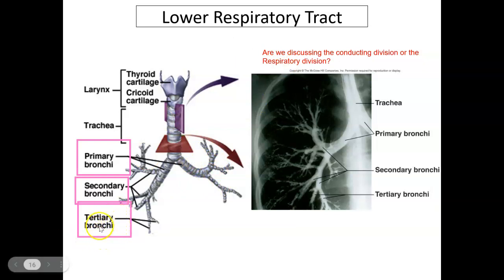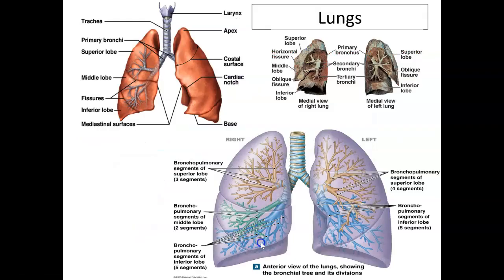The next branching is into the tertiary or third branching. Each secondary bronchus will split into these. Please note that these structures are all still a part of the conducting division or zone.